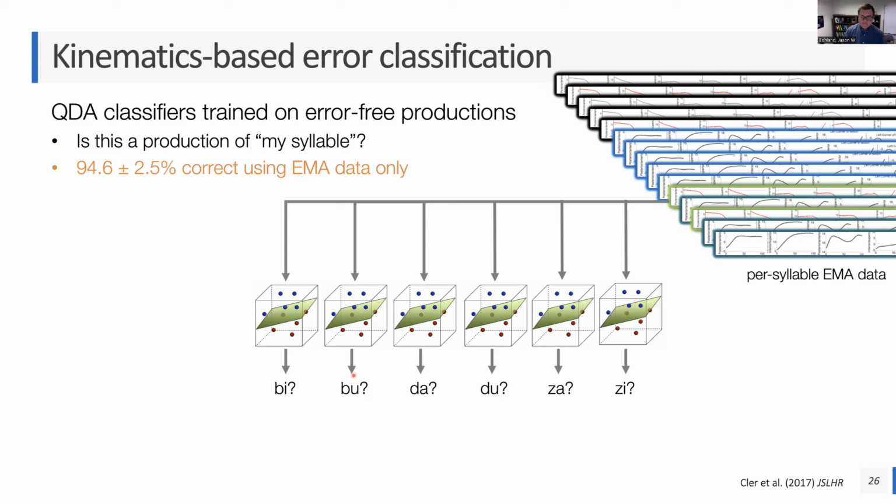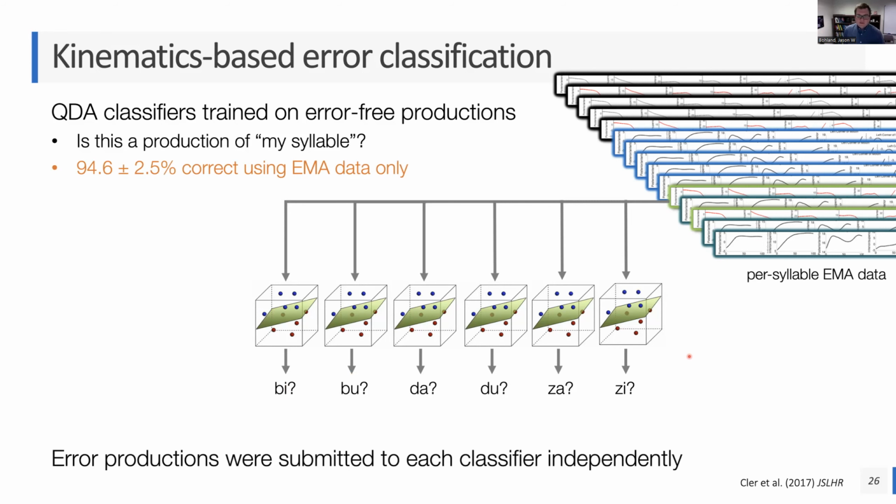So the idea then is we could train the data on the syllables that our listeners heard as good, clean productions. And when we do that, we find that we get about 95% correct. So this classifier is very capable of classifying the syllables into these 6 groups based simply on the kinematic data. But the trick was now, let's take the error productions and submit them to each classifier independently and say, does the classifier agree? Does it hear it as just the syllable that the listener heard, or maybe something different? Okay, so we did that, and these are the results.